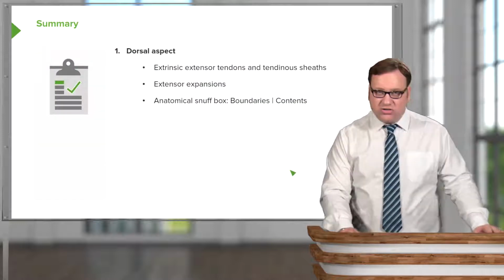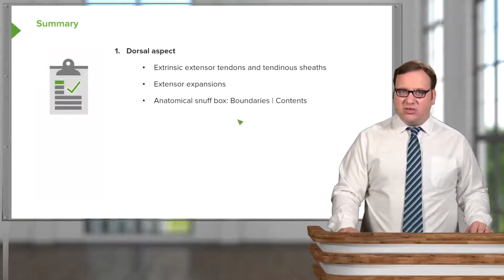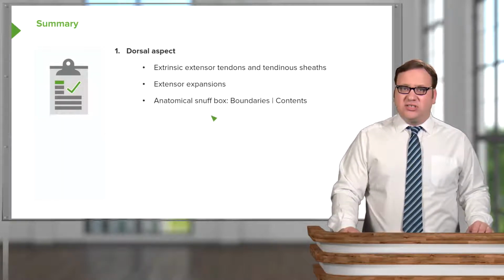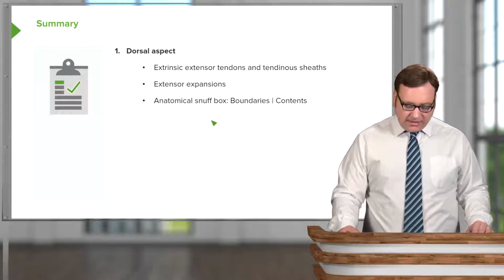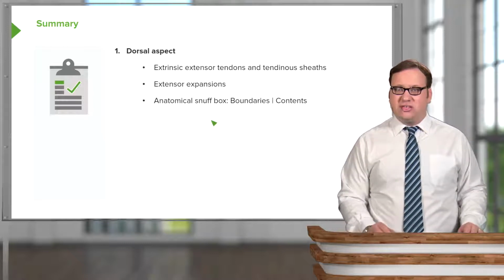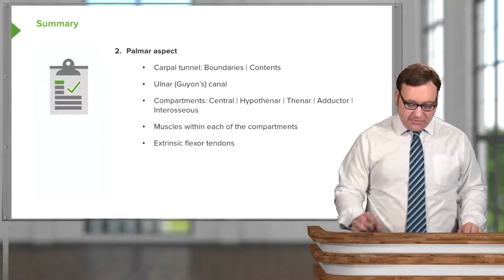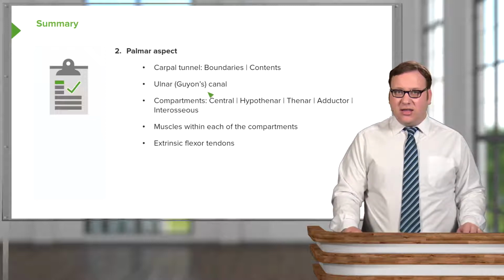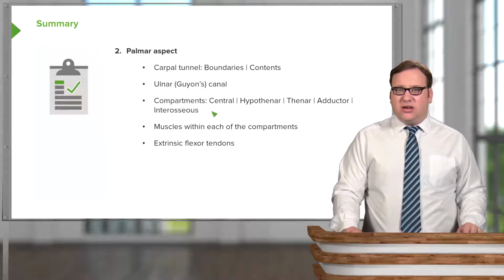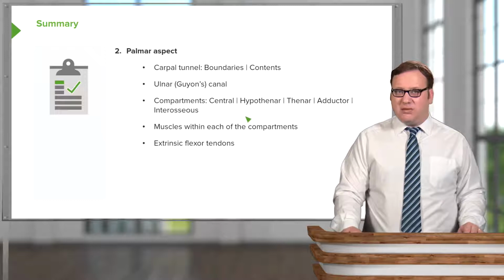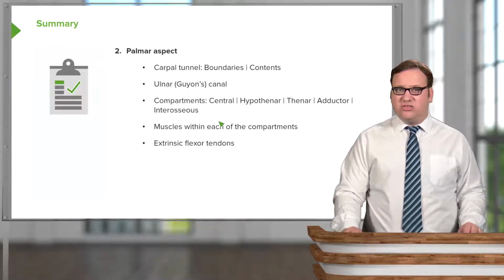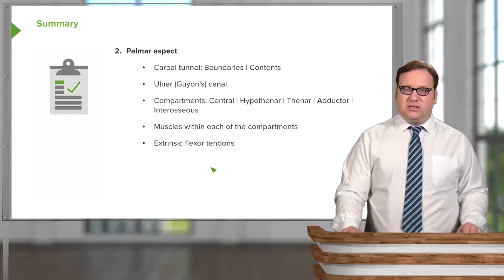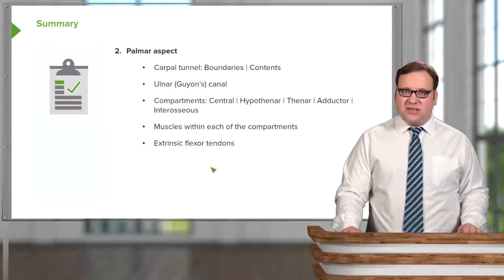So in this lecture, we've looked at the dorsal aspect of the hand. We've looked at the extrinsic extensor tendons and tendinous sheaths. We've looked at extensor expansions and the anatomical snuff box, its boundaries and contents. We've then looked at the palmar aspects. We looked at the carpal tunnel and the ulnar canal, the boundaries and contents. We then looked at compartments: central, hypothenar, thenar, adductor, and interosseous. And we looked at the muscles within each of the compartments. And then we looked at the extrinsic flexor tendons.